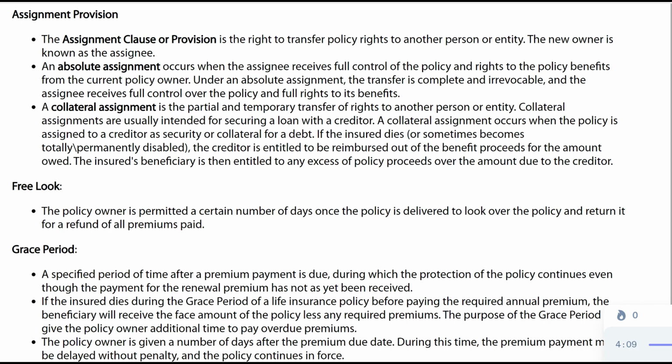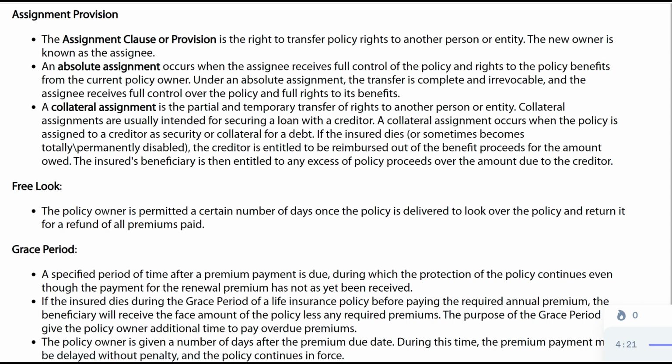If the insured dies, or sometimes becomes totally permanently disabled, the creditor is entitled to be reimbursed out of the benefit proceeds for the amount owed. The insured's beneficiary is then entitled to any excess of policy proceeds over the amount due to the creditor.